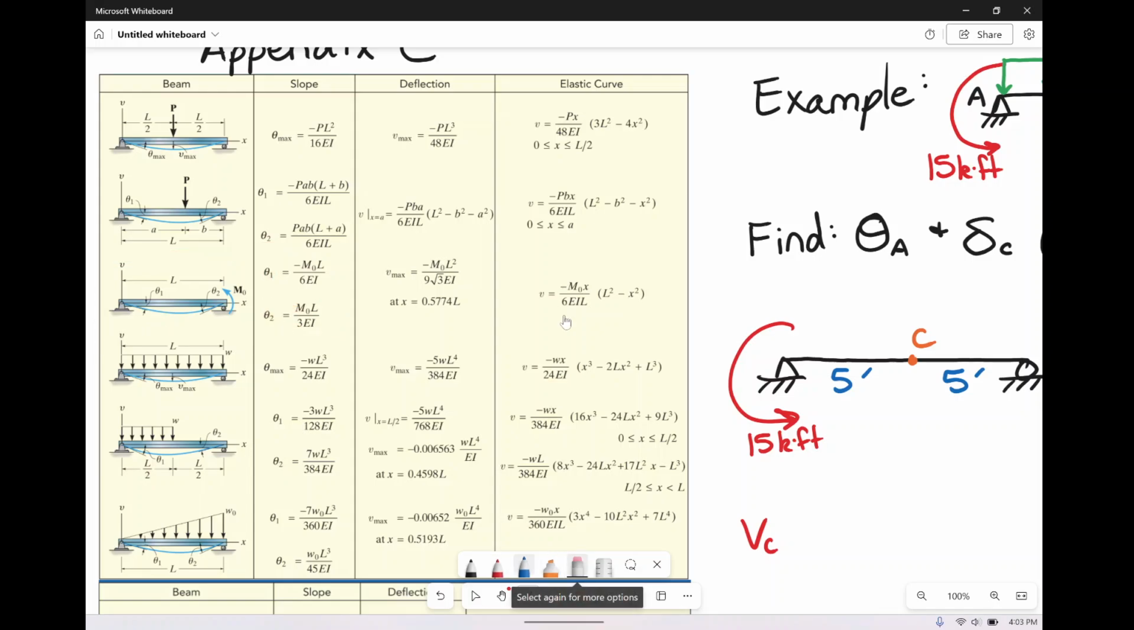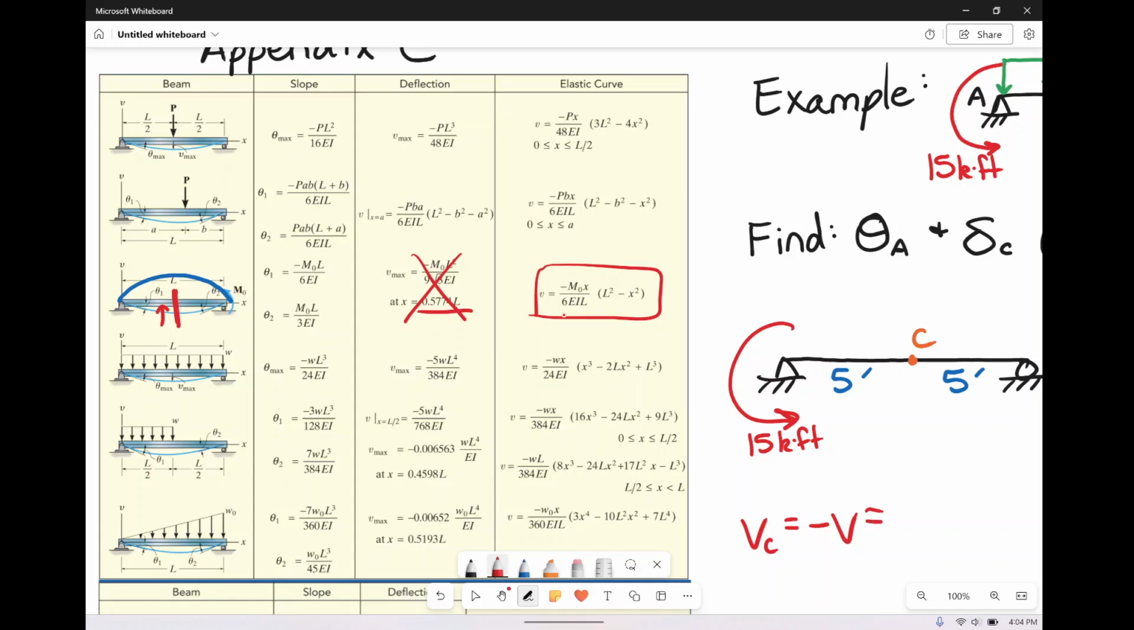So we'll clean up our picture again. I'm looking for right in the center, and that's definitely not right in the center, so I'm not using that equation. I do have to use this equation. But again, because my load is actually trying to pop this up, my elastic curve is this way. So I'm going to have a negative of theirs, which is ultimately going to make mine positive. However, what is x? Technically for us, we're at the center of 5 feet, so obviously x is 5.